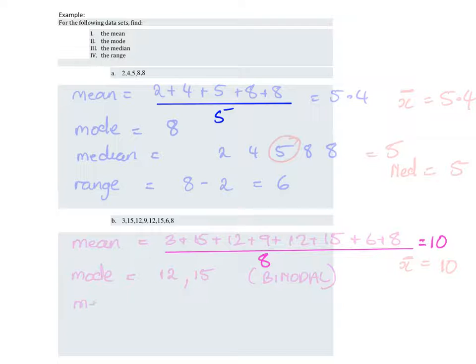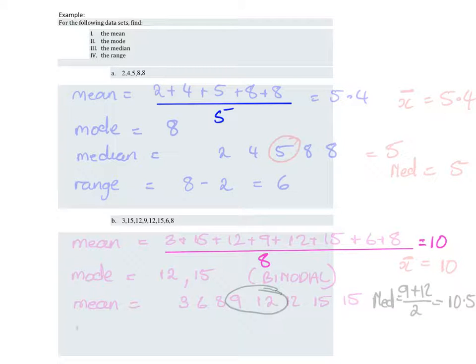The median, we have to put our data in order from smallest to largest. This time we had to order them ourselves because they weren't already in order. So I've ordered them smallest to largest, and we've got an even amount. So that means we've got two numbers in the middle, 9 and 12. So what do we have to do? We have to add them together. So 9 plus 12 and divide them by 2. 21 divided by 2 is 10.5. So that would be our median. Okay, and that's what we'd also find on our calculator.